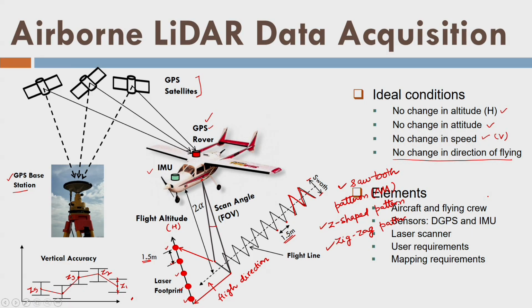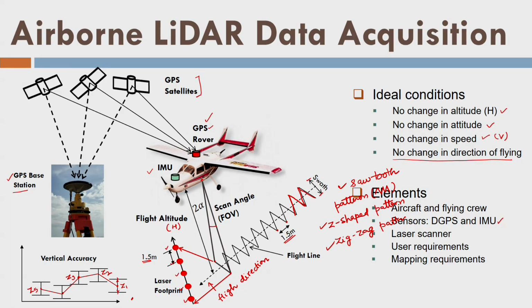Now you can see that there are a few elements in this airborne LiDAR data acquisition. The first is the aircraft and the flying crew. The flying crew is ensuring that there is a smooth operation of the flying and that the desired quality of the data is obtained. Then we have sensors: we have DGPS, we have IMU, and we have a laser scanner.